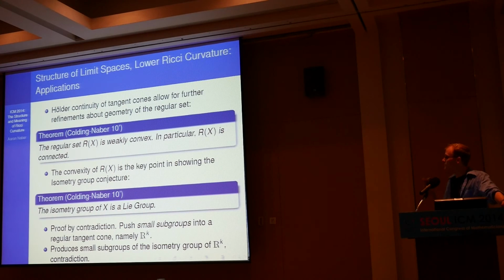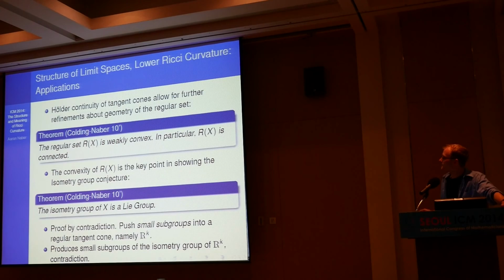And this turns out, for reasons that let's not bother with, this is meant for people who read this on the web page later, to be the key point in proving that the isometry group is a Lie group. I mean, you really need this connectedness and this convexity to deal with this issue. Okay, so fine. So this is where the general structure of these spaces with lower Ricci bounds lives. So let's just spend a minute and think about what we don't know.